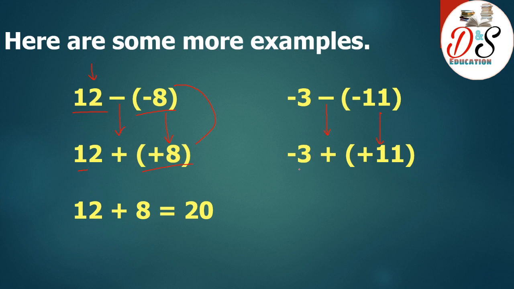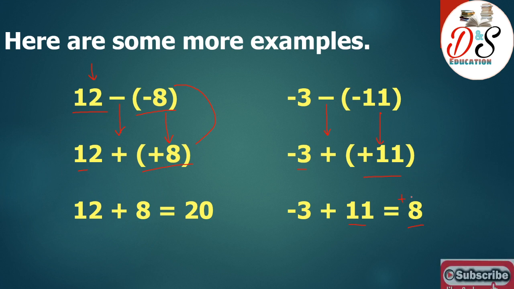Now we have one negative integer and one positive integer. What you have to do? You have to do subtraction. So after subtraction we got 18, and out of these two integers 11 has the greater value and the sign of 11 is plus, so we are putting a plus sign in our result. That is not compulsory. Let's take some more examples.